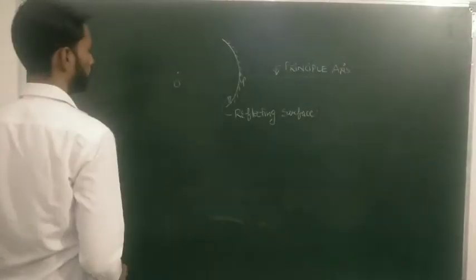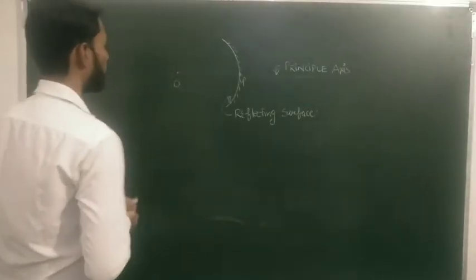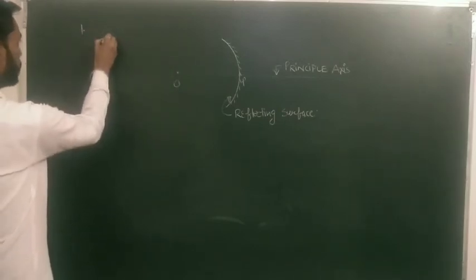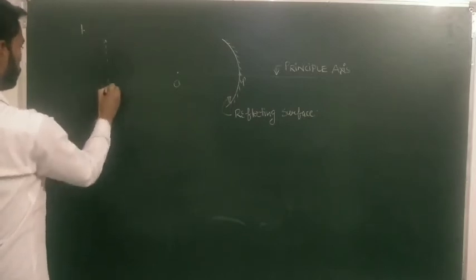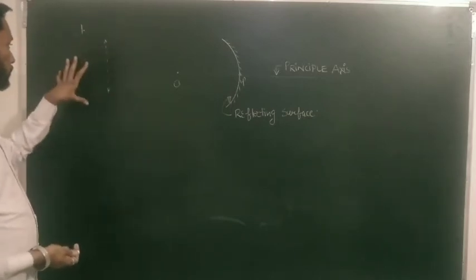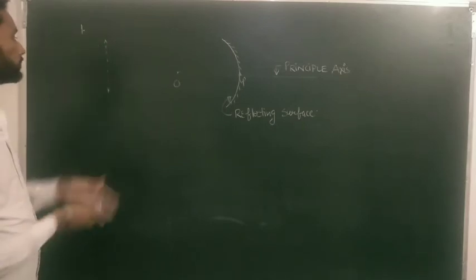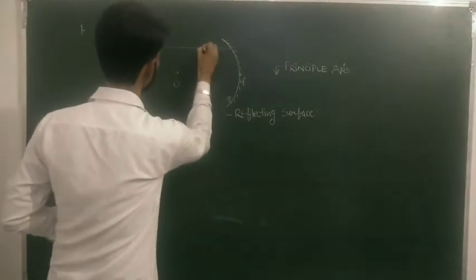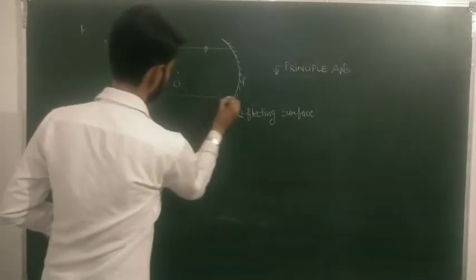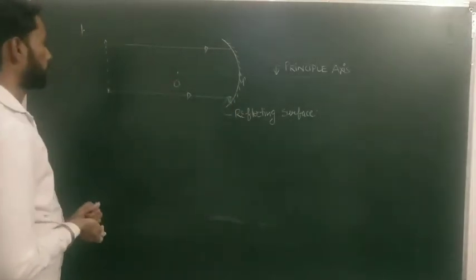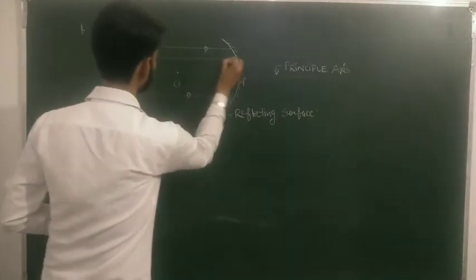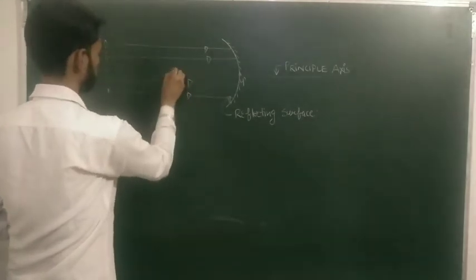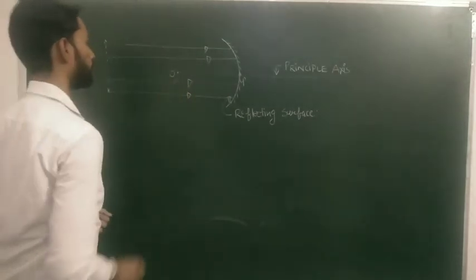Now, we assume the object is at infinity. And from that object, parallel rays are coming out. There are so many parallel rays.